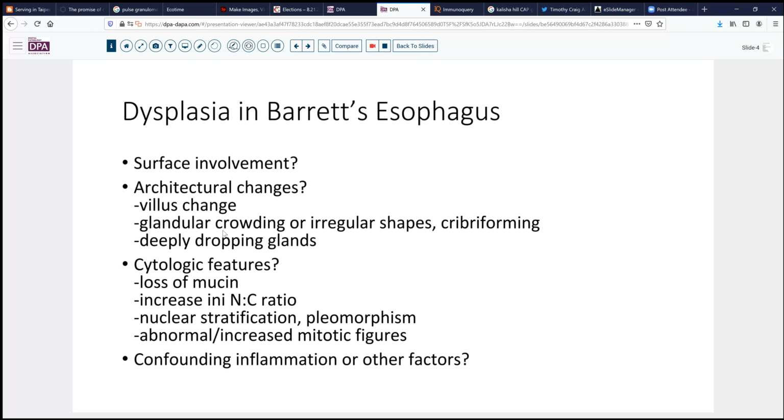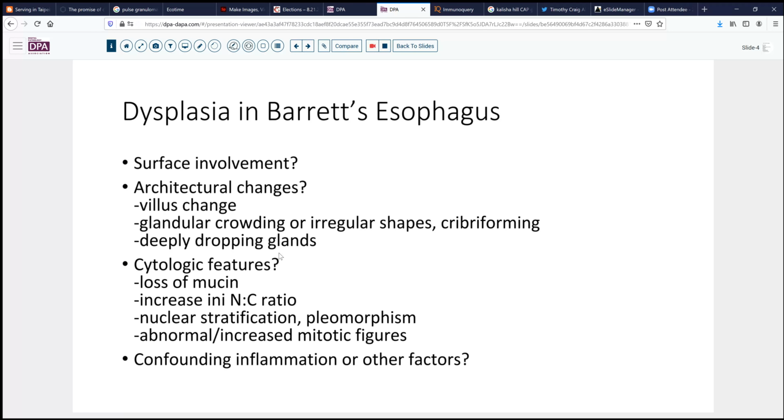Do we see glandular crowding? Do we see irregular glandular shapes? Do we see cribriforming? Again, these are markers of higher grade dysplasia. And then lastly, do we see sort of deeply dropping glands? Do we see things sort of tending downwards? And sometimes as this happens, the glands tend to lose their cytoplasm and pretend to be benign, but in actuality are carcinomas that are beginning to invade.